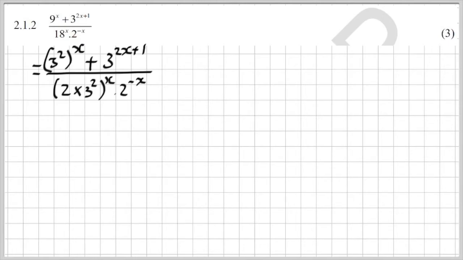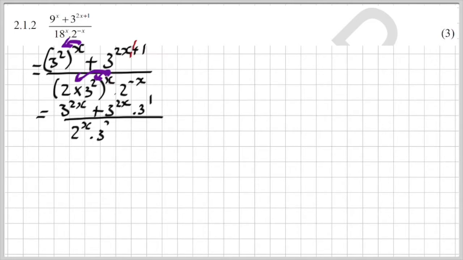When I look at this specifically now, I'm going to split up that 3 to the 2x plus 1. I'm looking at that in the same breath as distributing the x into the 2, that x in there, as well as that x in there. So I'm going to do two things at once: remove the brackets and split up that exponent. Same at the bottom, I'm going to distribute that x in the denominator.